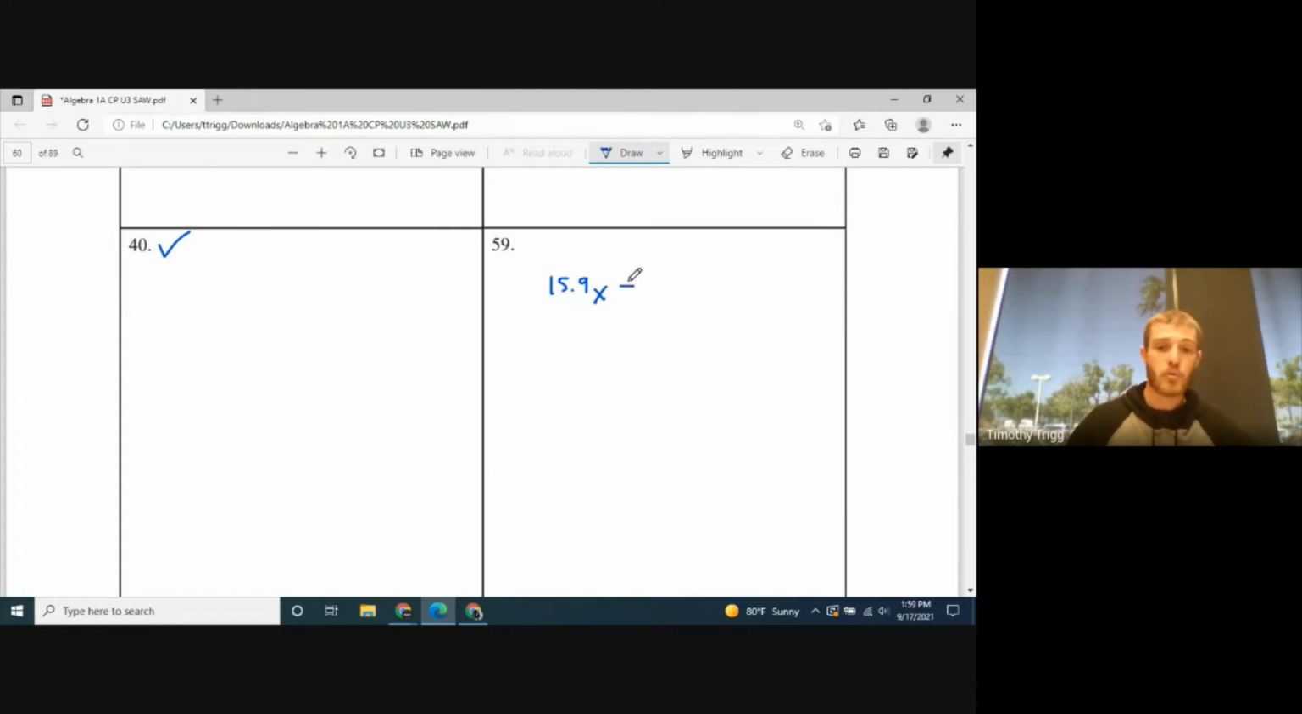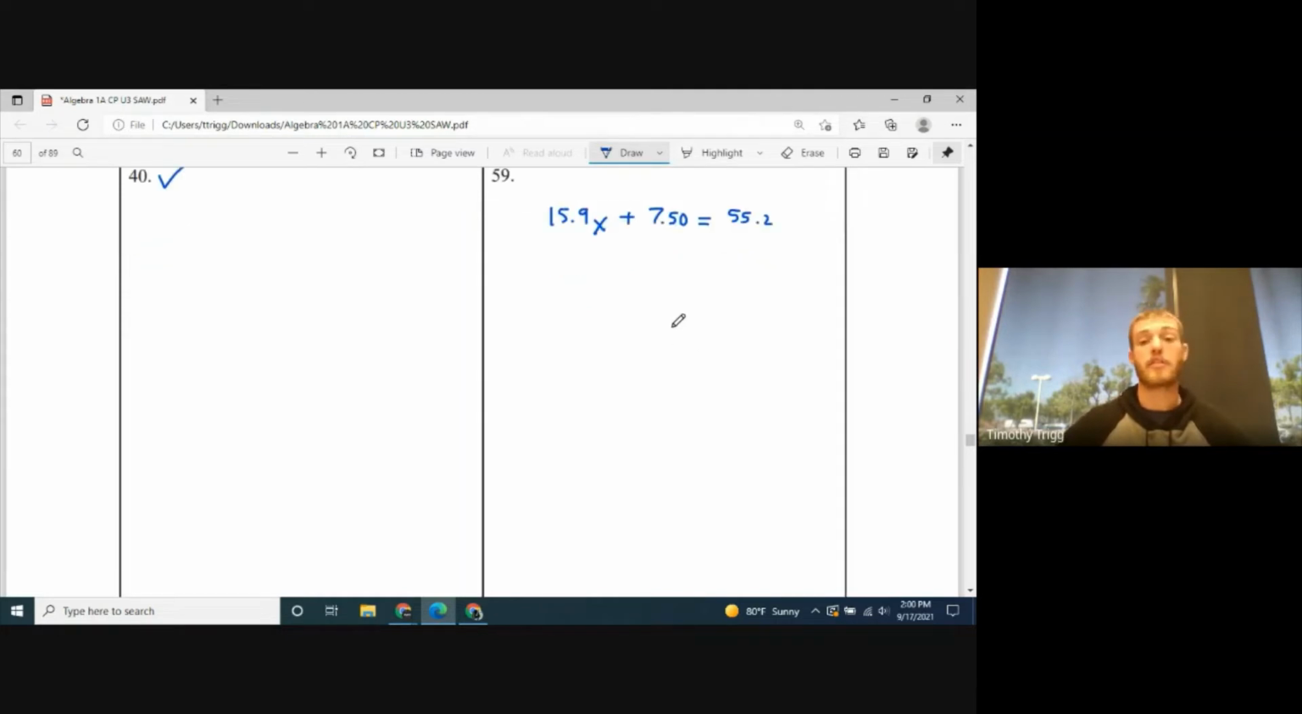Plus they have to rent shoes. So the 3 friends have to rent shoes. It's $2.50 per person. So since there's 3 of them, that's going to be $7.50 in total. Now the total amount that they spend is $55.20. Okay. So now we want to solve for x, and that'll tell us how many games they played. So you'd start by subtracting $7.50 to both sides of the equation.